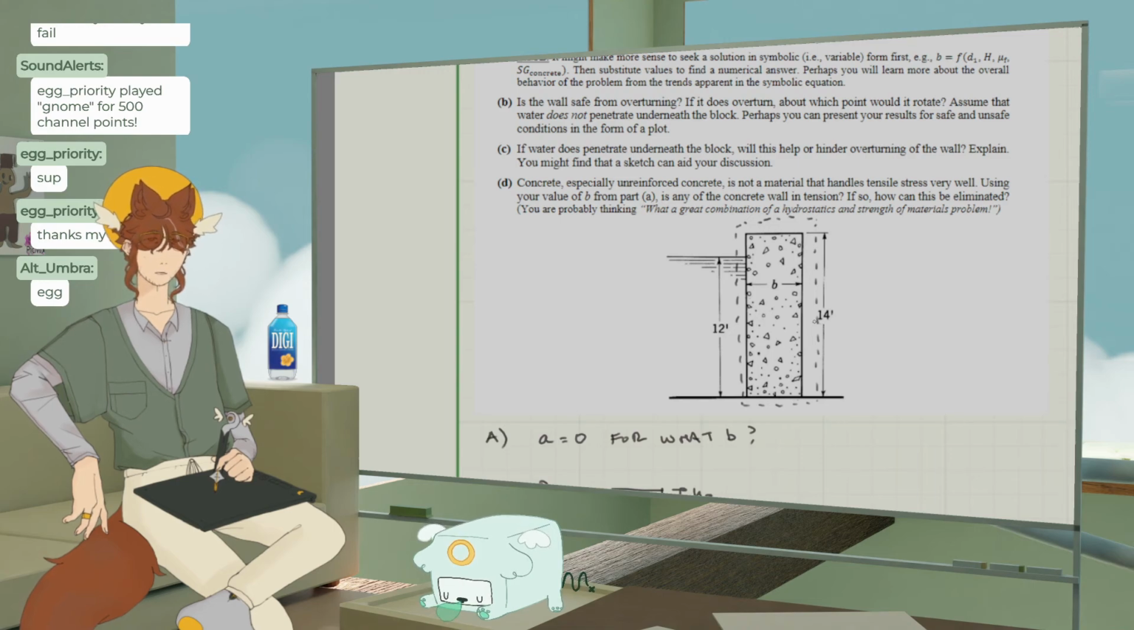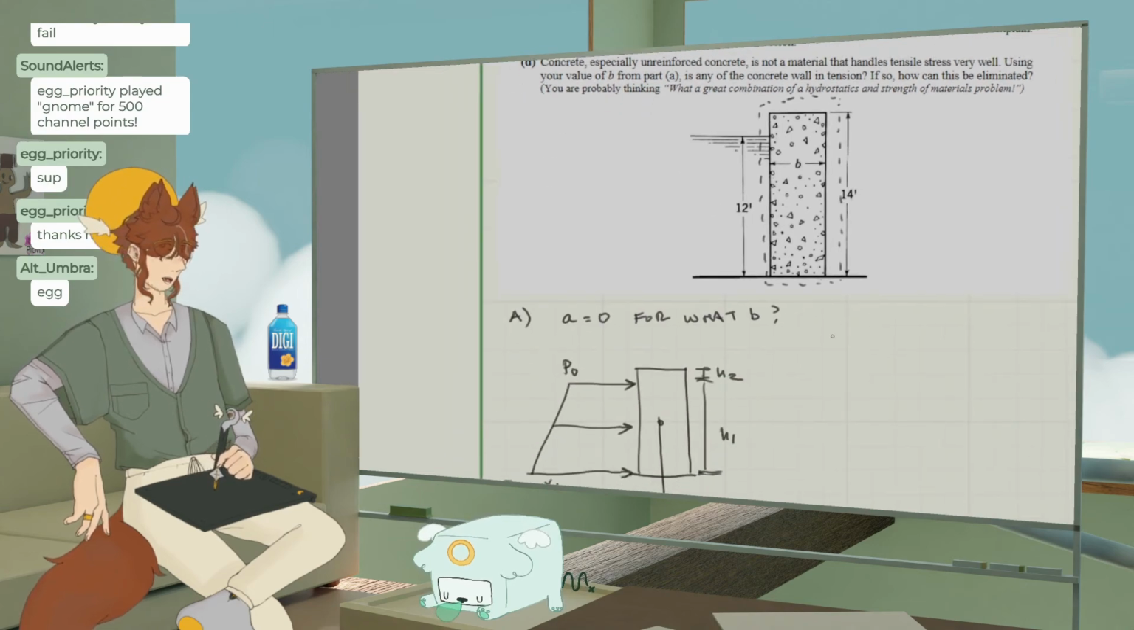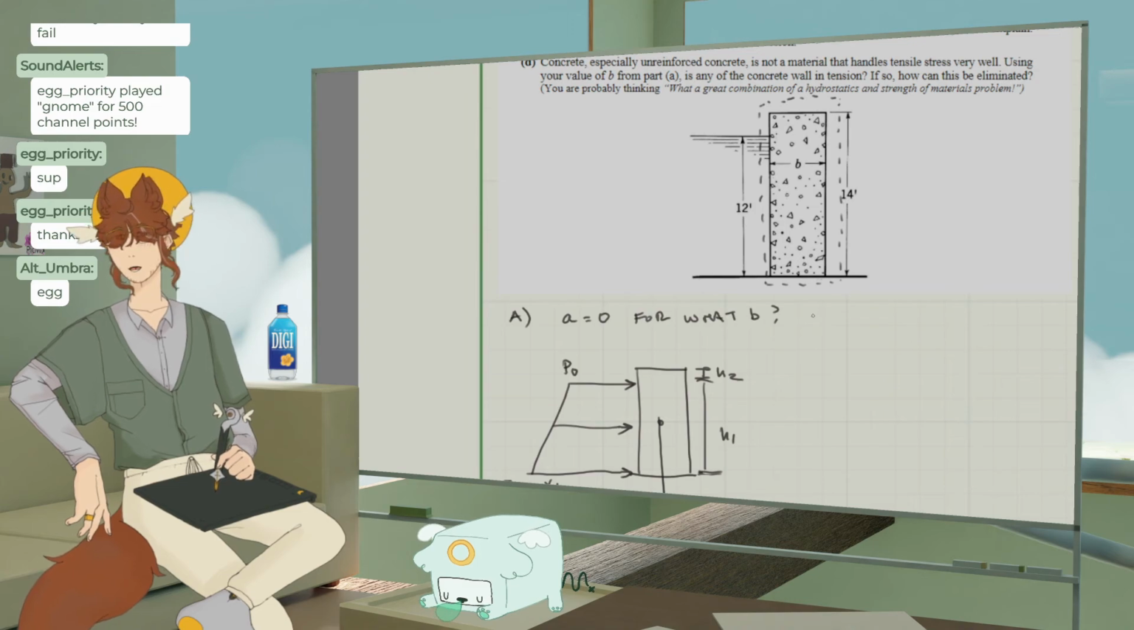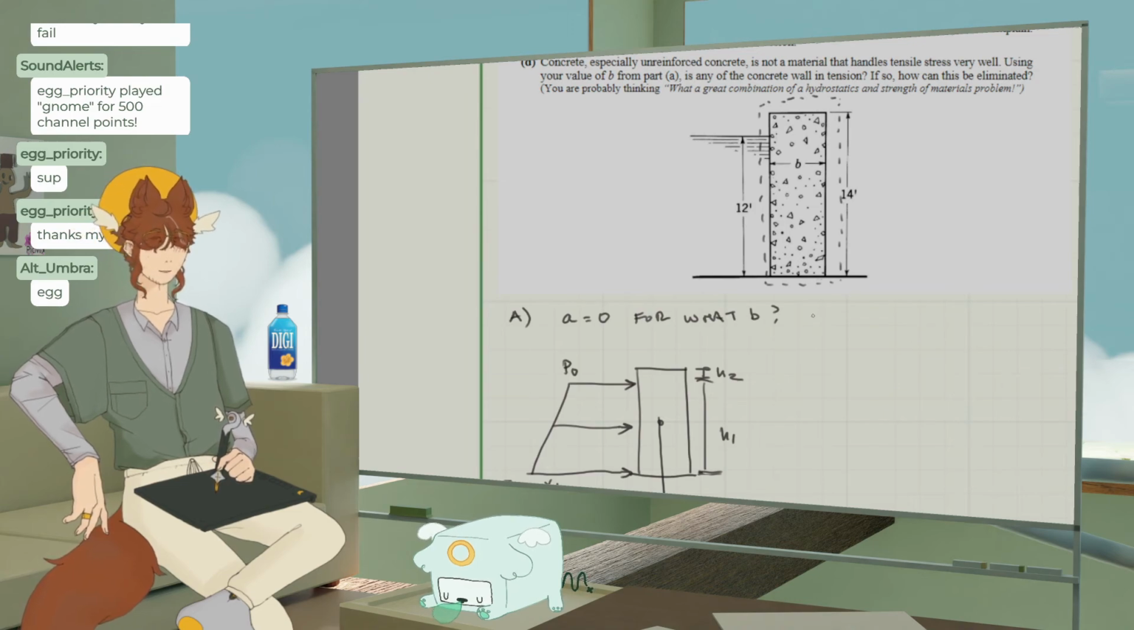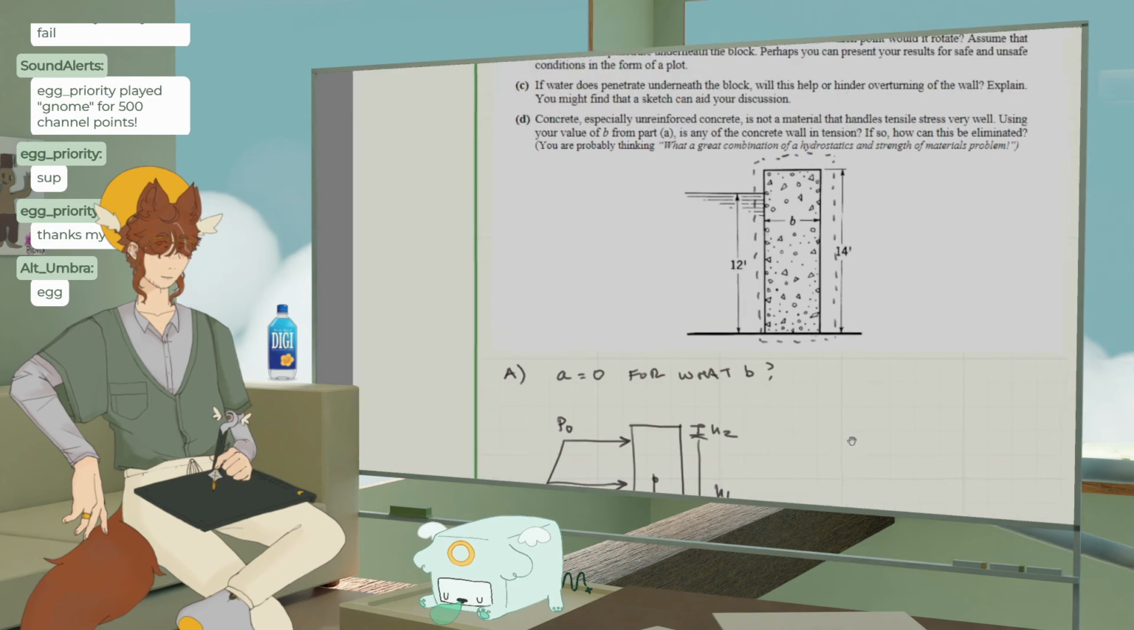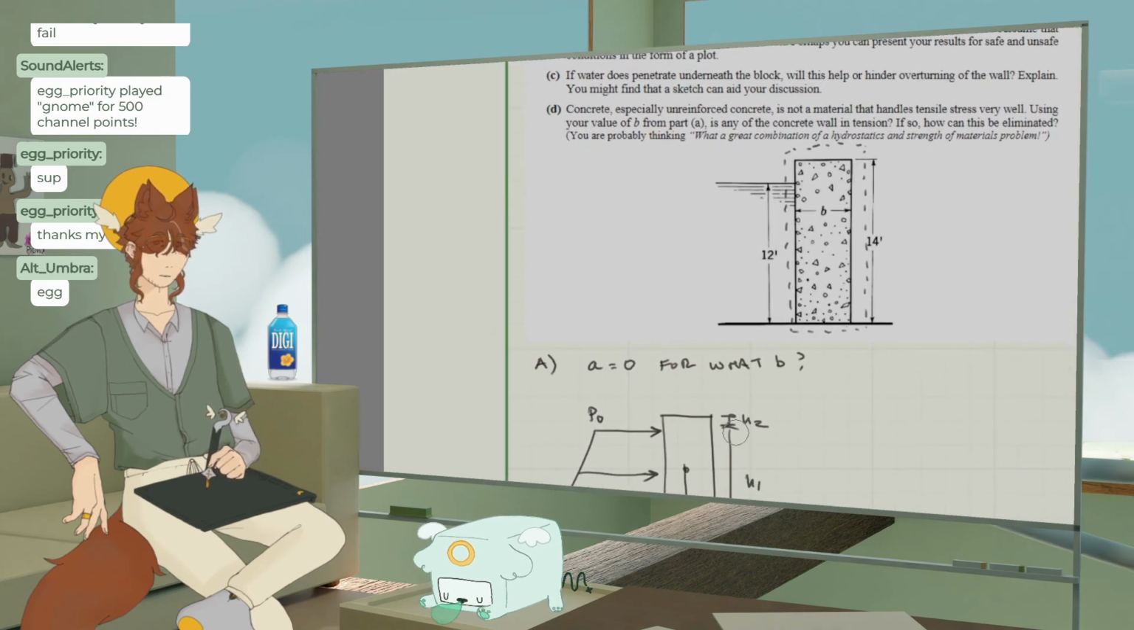Do they give us a freaking weight of concrete? What is this thing? It could be made of cereal for all I know, and that would very much change the problem. Nope, they just don't. Okay, cool, thanks. I guess this is concrete, so I guess we can assume that it's concrete. I feel like that's very not specific. Aren't there a bajillion types of concrete? It's concrete, baby. Okay.